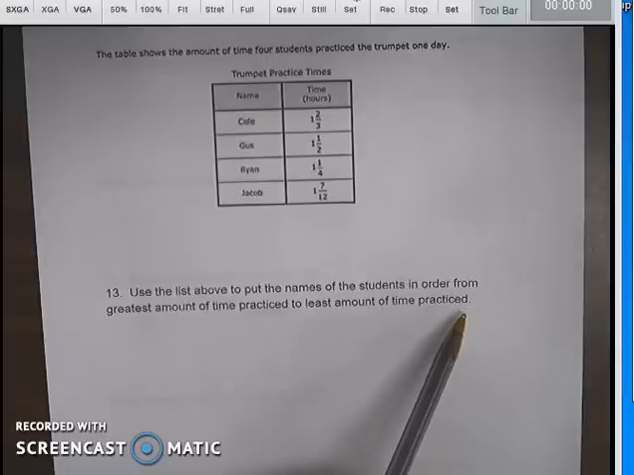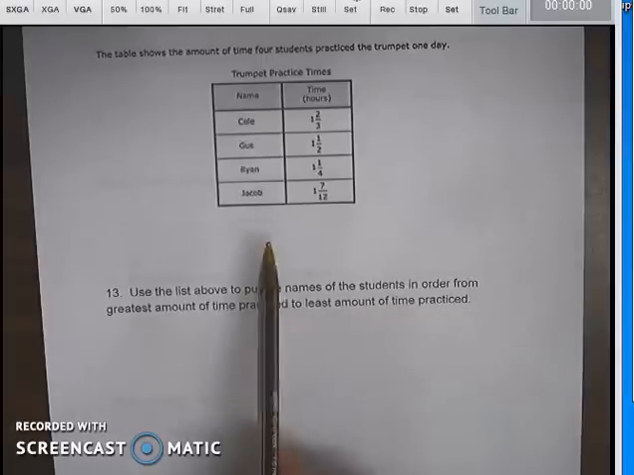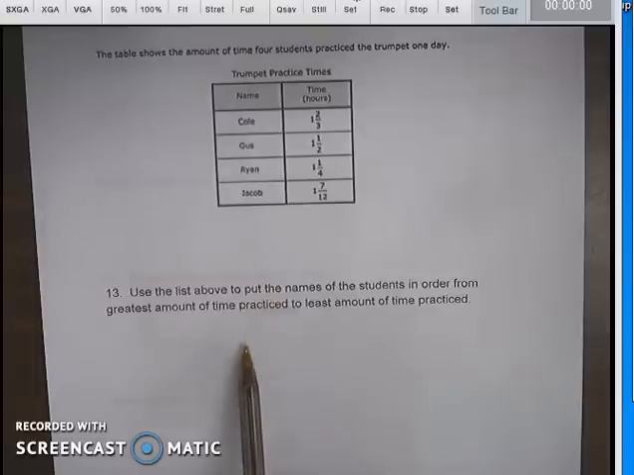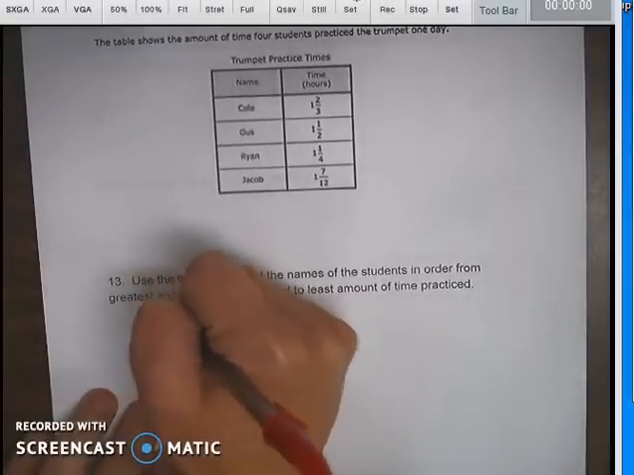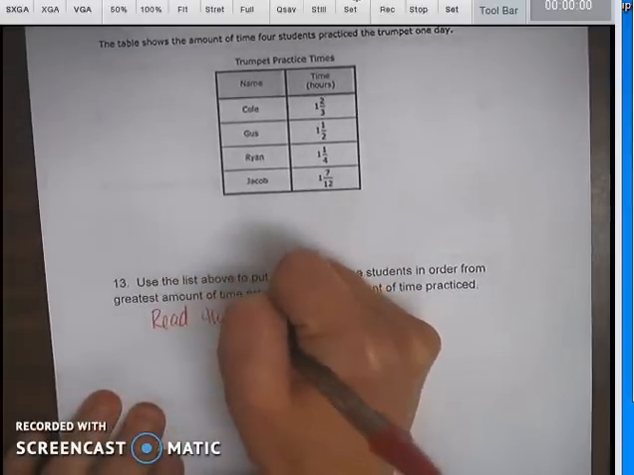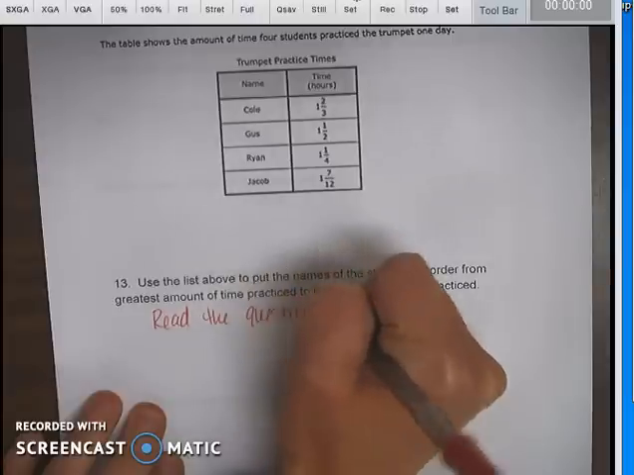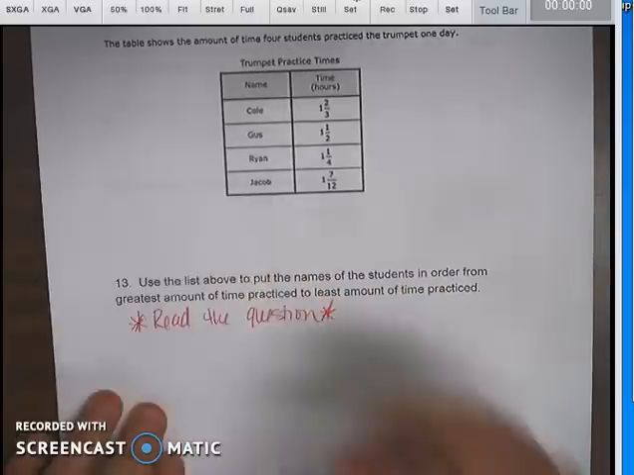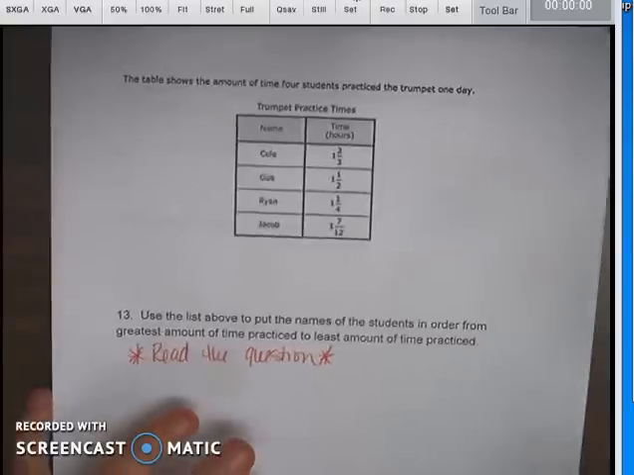Now on your test, the same information is on there, but it's not the exact same question, okay? So I need you to be careful on your test and make sure that you read the question. Okay, it's not exactly the same. It's the same information, but the question is different.